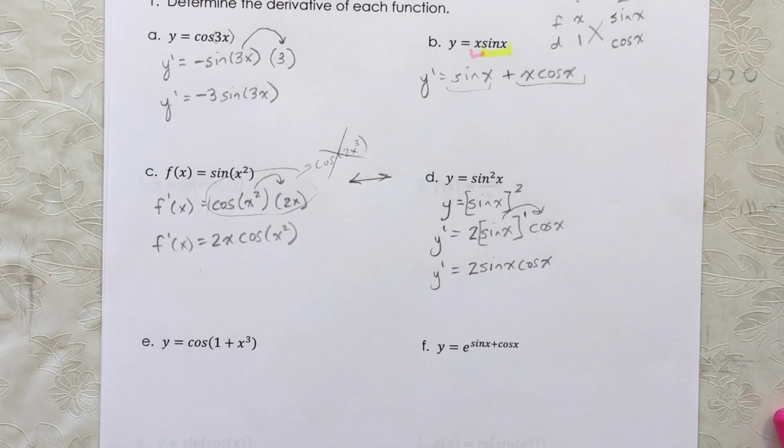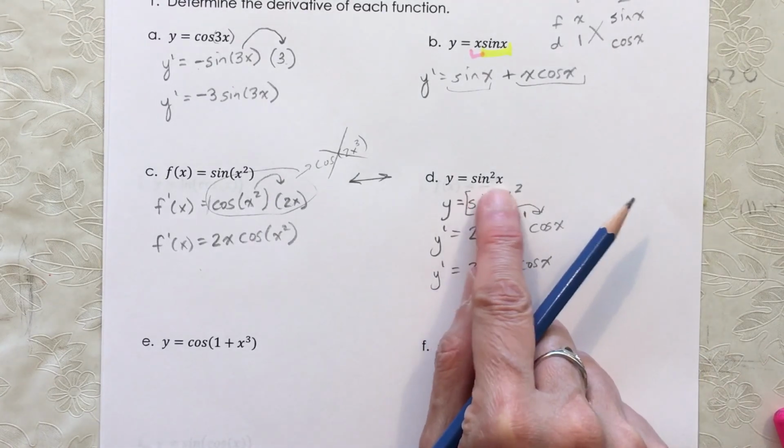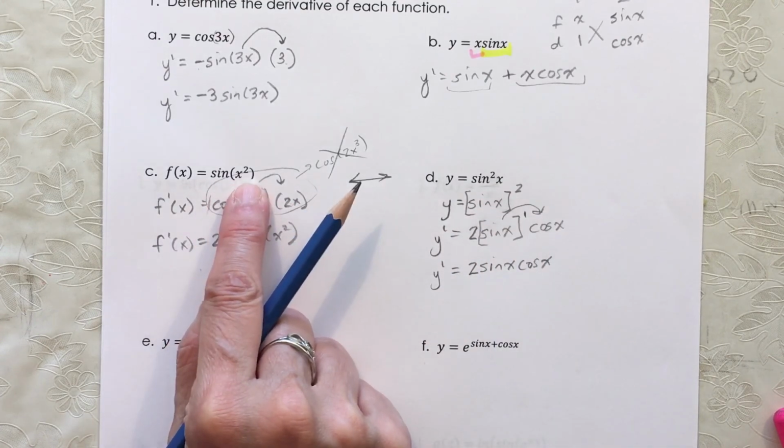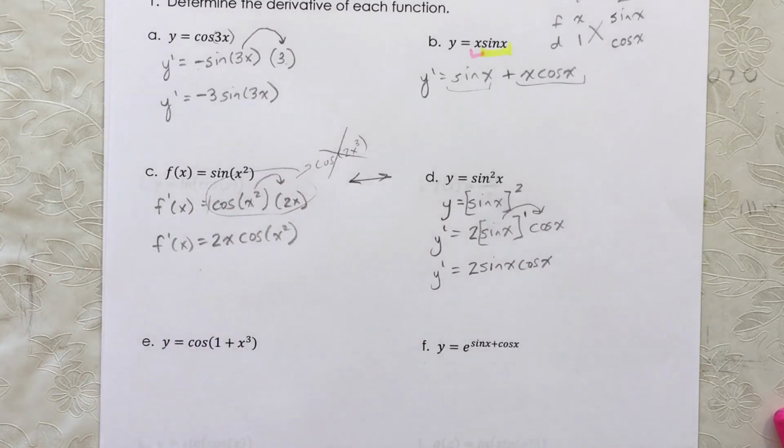So where is the squared? Before the x, so this means sine of x times sine of x, or sine of x all squared. And here we're taking the sine of x squared.